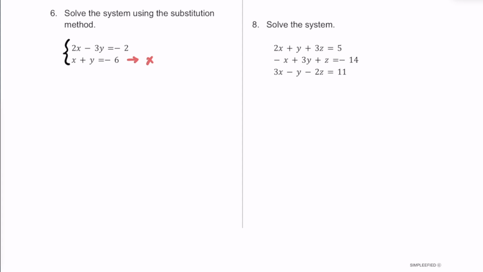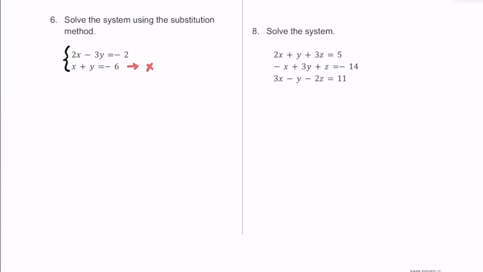If I isolate x here, then we're going to take away y from both sides. So x is going to be equal to negative y minus 6, right? So if we're just turning that around and taking that x and isolating it by itself. And what we're going to do is just make a substitution into the top equation. So notice where this x is right over here. We're going to say 2 multiplied by whatever x is. We just said x is the same thing as negative y minus 6, right? The same value, okay? Minus 3y is equal to negative 2.